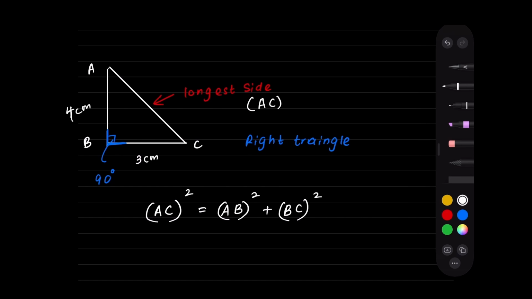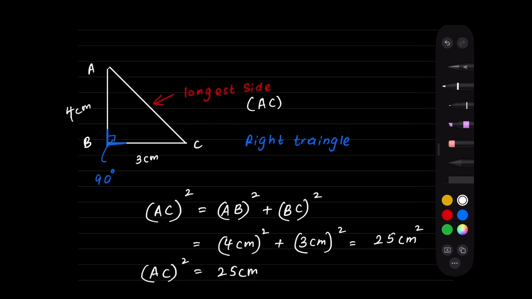Let's take a clearer view of the theorem I just explained using numerical values. It means if AB is 4 centimeters and BC is 3 centimeters, then we can find the length of AC using the theorem. I think you got a clear understanding from the example.